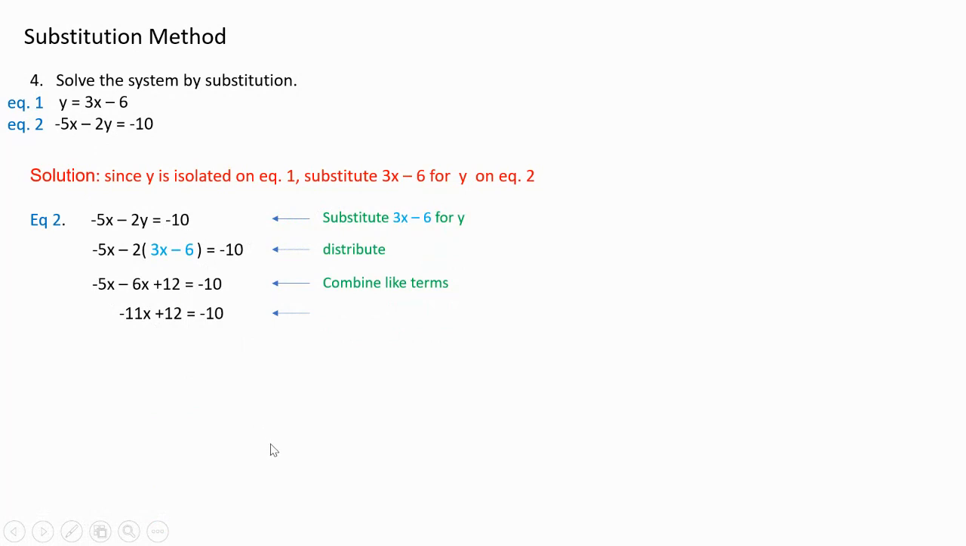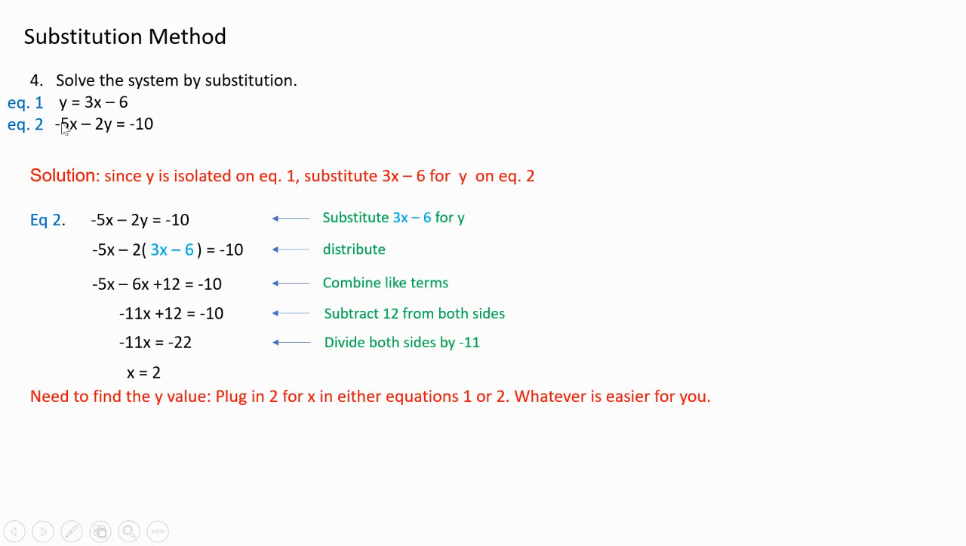Now I'm going to move the 12 to the right side by subtracting 12 from both sides. Right, so negative 10 minus 12 will give us negative 22. Now I divide both sides by negative 11. And the answer is 2 because negative 22 divided by negative 11 will give us 2. So my x value is 2. Now I need to go back to either 1 or 2 and plug in the value for x in another equation, and solve for y. So here is where you have to decide what's easier for you. Okay? In my opinion, since the y is already isolated and we're solving for y, it's wiser to use equation 1.